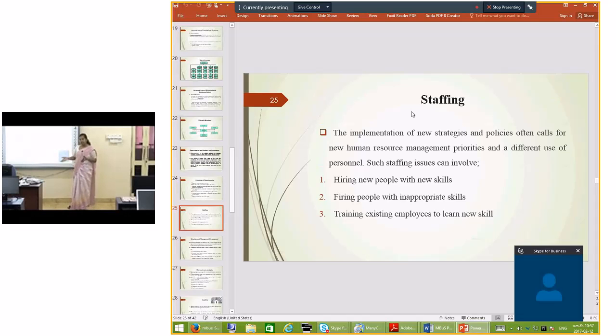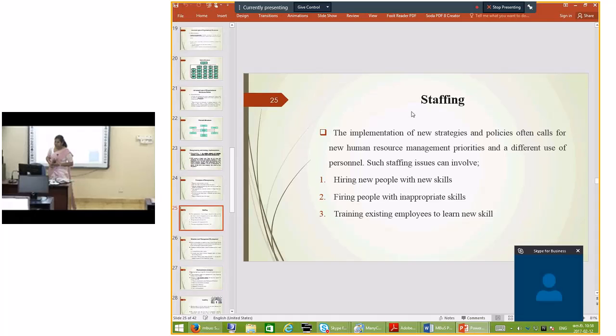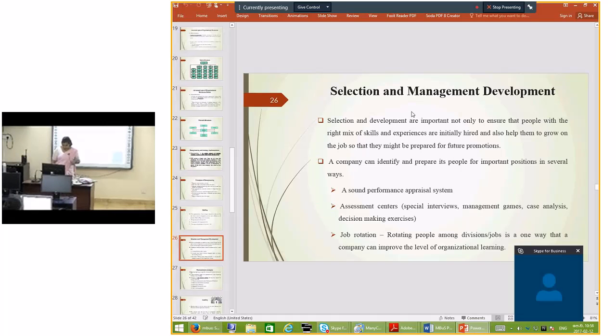Then what we have to do as managers is recruit new staff from outside, or else fire people with inappropriate skills. That means if we think that these people are not good enough to do this particular task, we have to get them away. Maybe the VRS scheme, the voluntary retirement scheme. Understood? Then another point is training existing employees, as we discussed. If they are going for the ERP, then we have to get them trained on that. Therefore, these staffing considerations are important in this strategy implementation process.